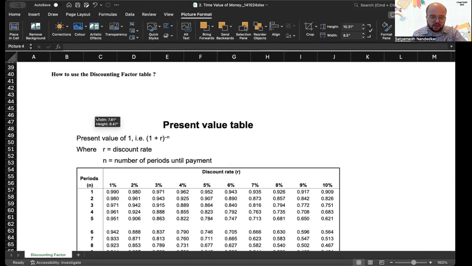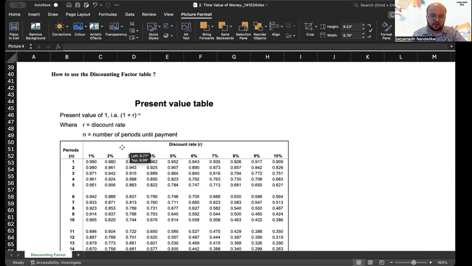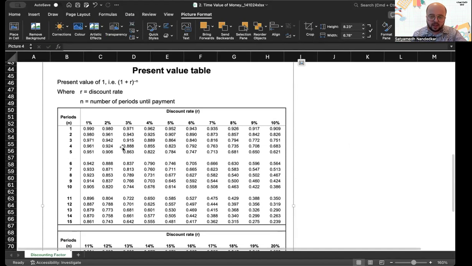If you observe here, this is your present value table or the discounting factor table. Say suppose the rate of interest is 10%. You come to the 10% column. You want to know the discounting factor for year one. Then the discounting factor for year one is, go to row 1, 10%, row 1. Where do these two meet? They meet at 0.909.